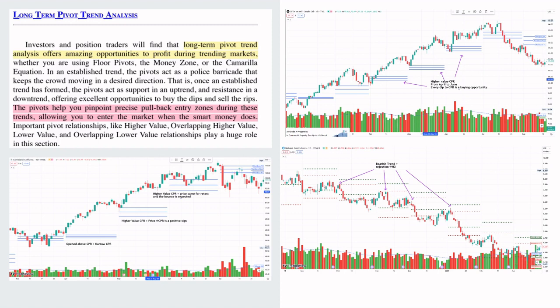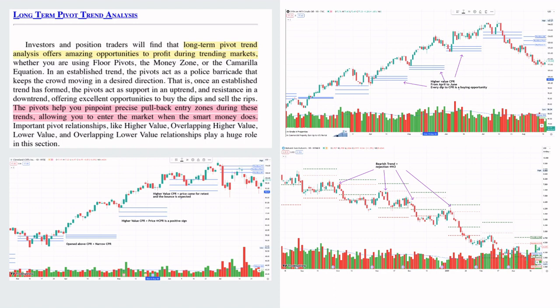Clear? Until now we have seen pivot trend analysis using CPR and how in an uptrend the CPR was helpful and how in a downtrend the money zone levels were useful. Now we are going to see the same concept of pivot trend analysis using Camarilla pivots. Camarilla pivots also offer excellent opportunities for entry points during a trending market. In a similar way, in a trending market, Camarilla will act as a good opportunity in the same way CPR and money zone levels helped. Clear?